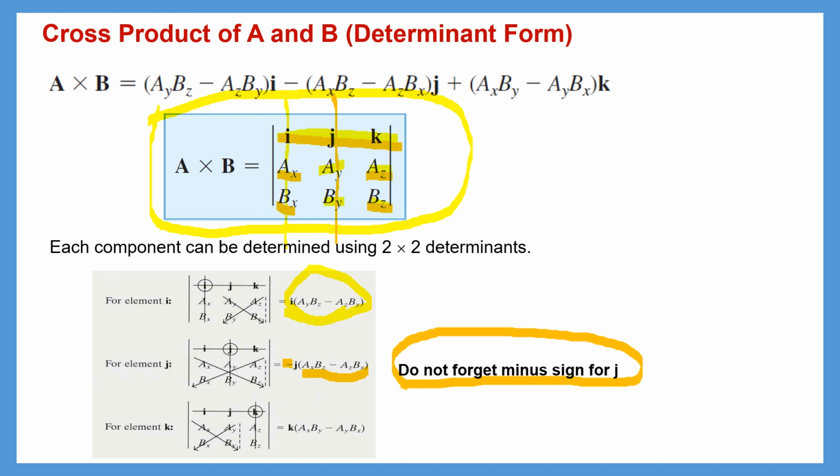And to calculate k component, okay, we are going to multiply Ax with By minus Ay times Bx. Here, this is the component of k. Okay, please work chapter 4.1 and chapter 4.2 from the book.